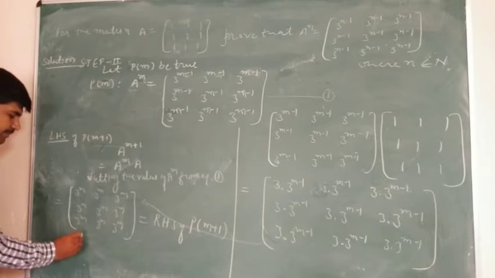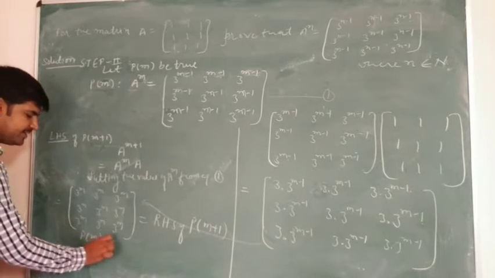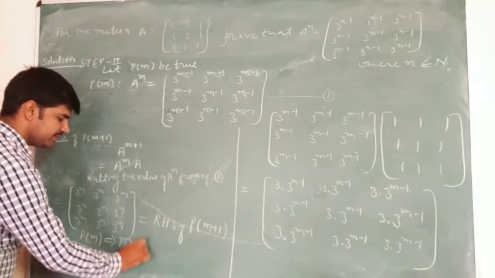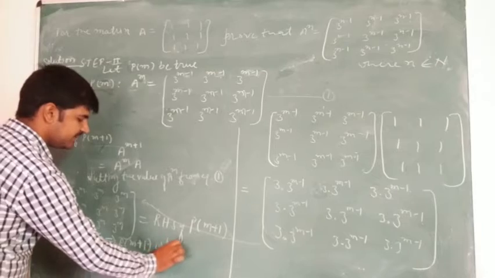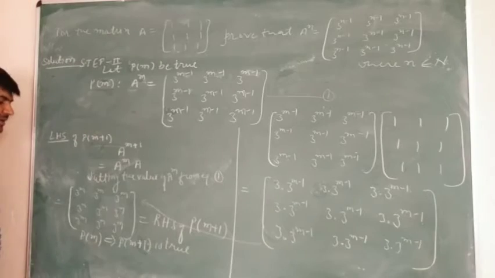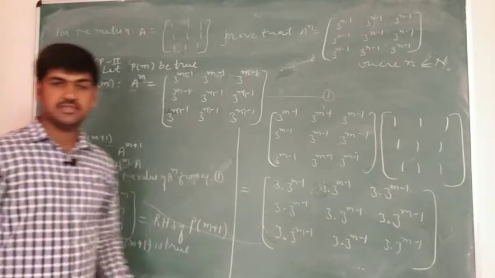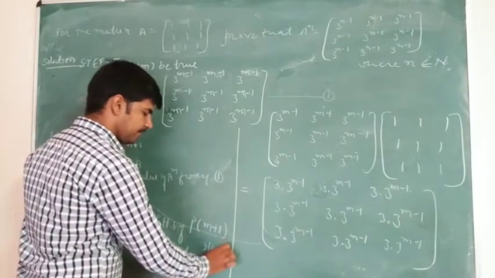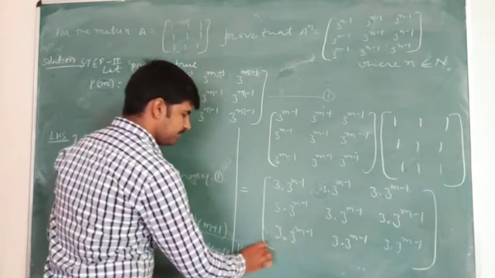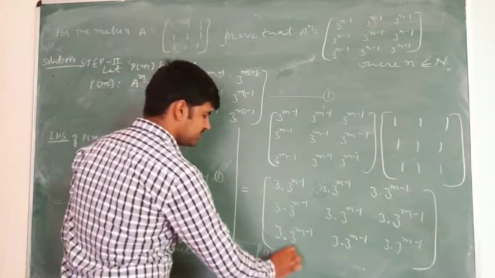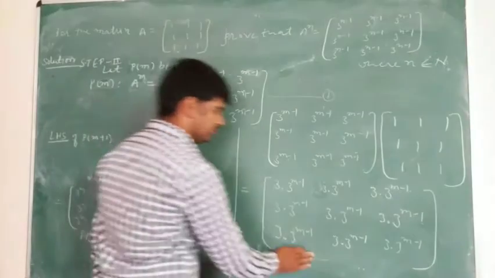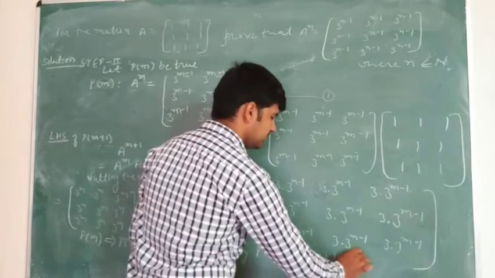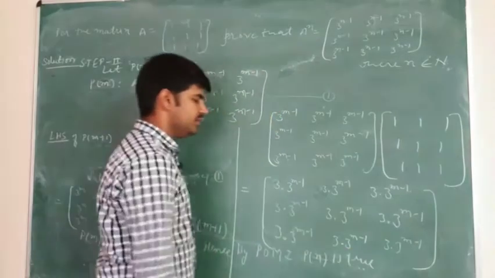We can say P(m) has implied that P(m+1) is true. Therefore, by the principle of mathematical induction, the given statement is true. You can write, hence, by principle of mathematical induction, the given statement is true. Or you can write the given statement P(n). P(n) is only the given statement that is true, and that is what we have to prove, students.